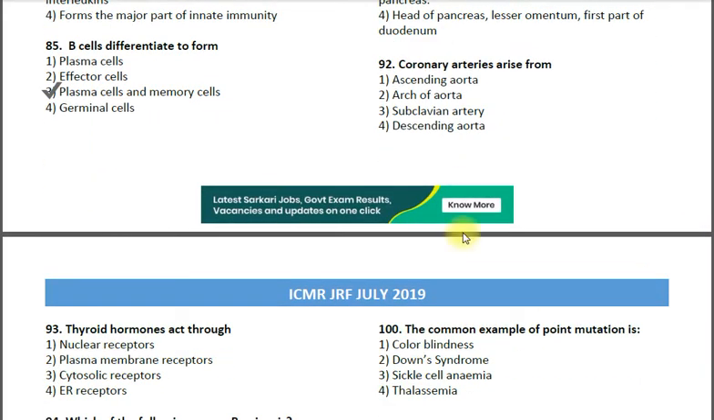Question number 92. Coronary arteries arise from 1 ascending aorta, 2 arch of aorta, 3 subclavian artery, 4 descending aorta. The correct one is ascending aorta.